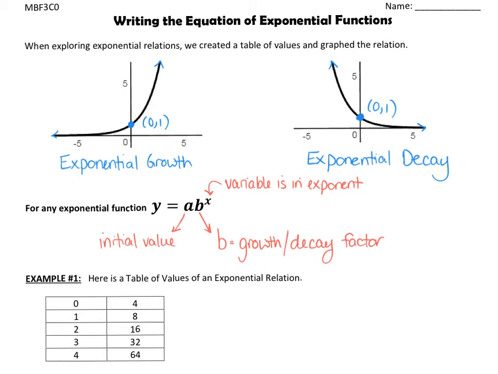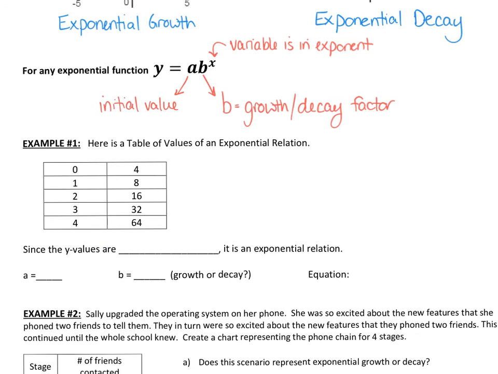So I'll show you what I mean with this first example. Okay, so in this example, here's a table that represents an exponential function or relation. And hopefully you can easily see here that the initial value, this x comes before y, the initial value is 4. Hopefully that makes sense to you in this particular one. So that's our a value right there. Our initial value is 4.